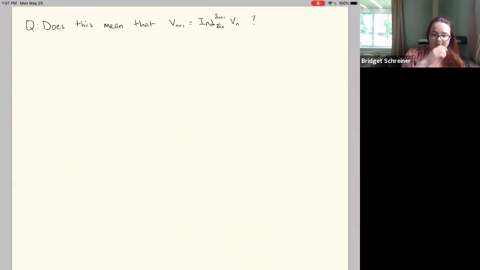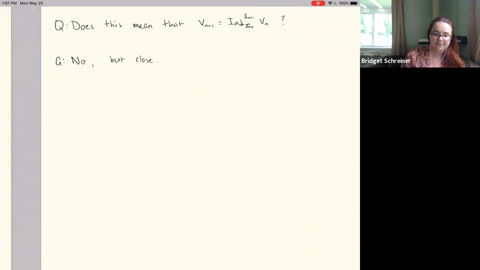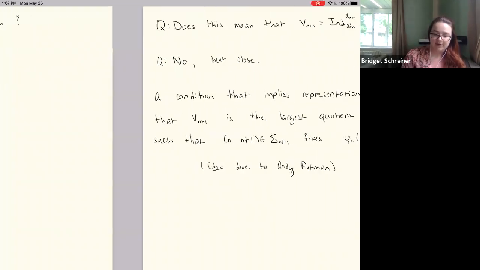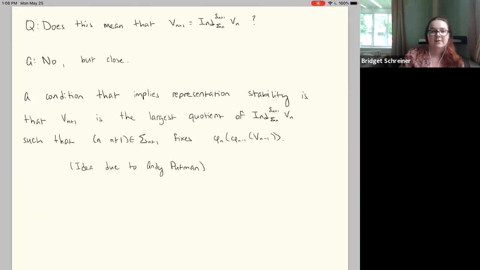So a completely natural question is, does this condition mean that the n plus first vector space is the induced representation of Sigma n up to Sigma n plus 1 of Vn? And this turns out to not be the case. The induced representation is a bit too big, but there is a condition defined by Andy Putman that gives us representation stability.